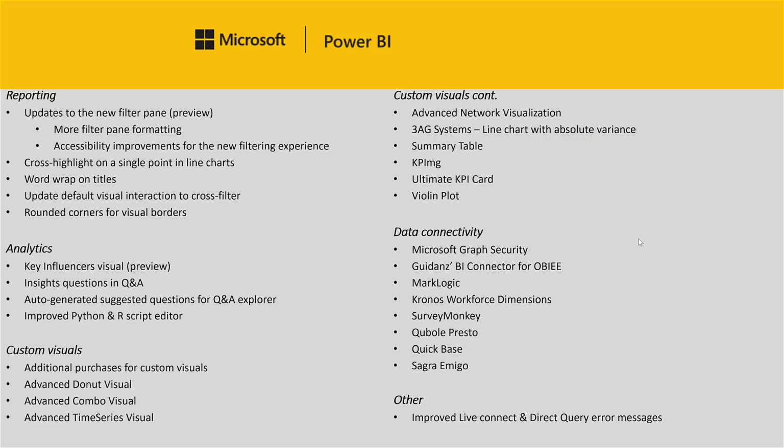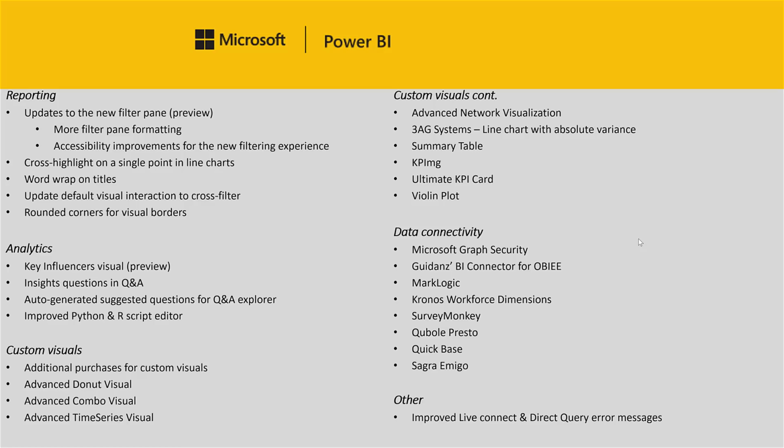Next up, we have an improvement for our line charts. Since the beginning of Power BI, we've had cross-highlighting, but on line charts, it's always been if you click on a point on a line, it would have actually selected the entire line. There was no way to select a very specific data point on the chart.